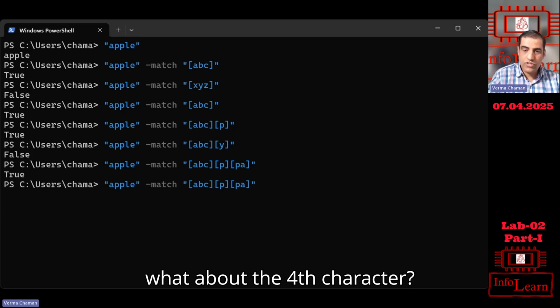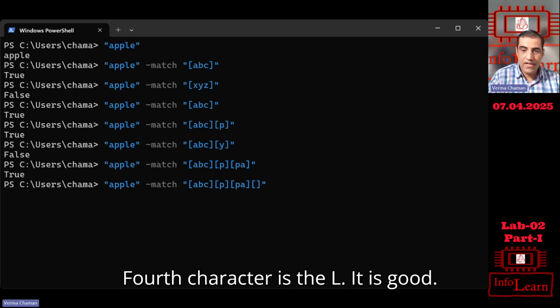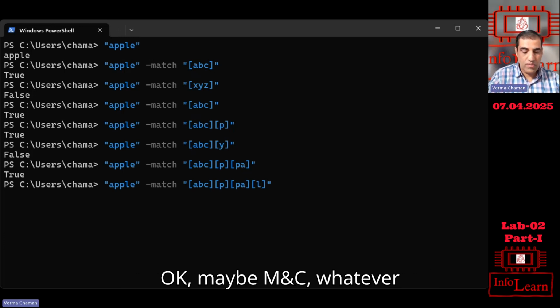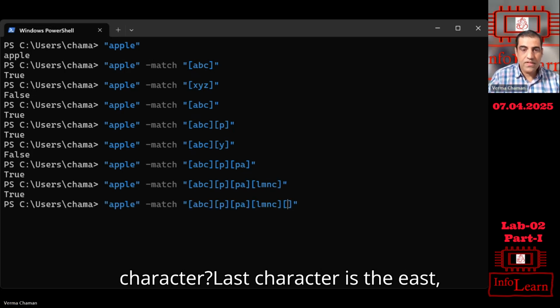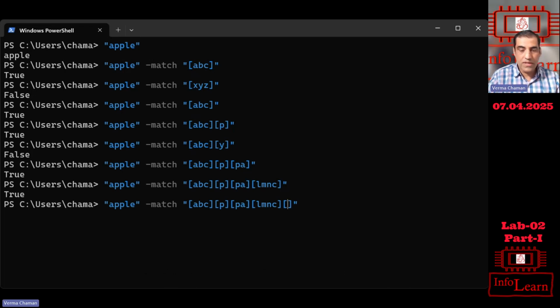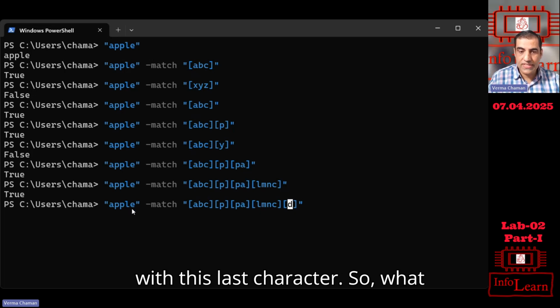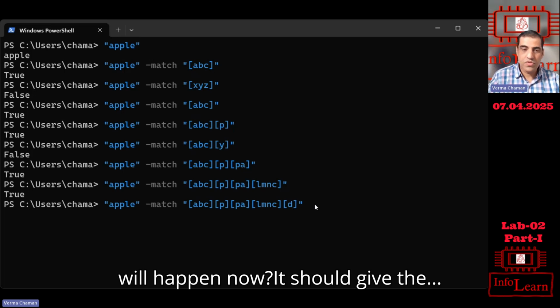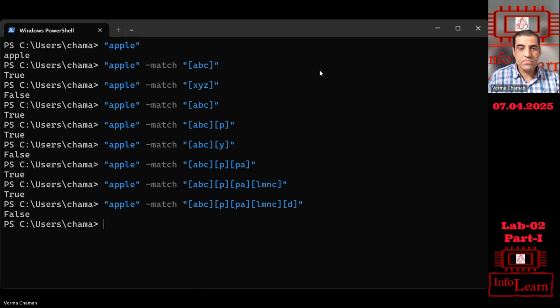Now what about the fourth character? The fourth character is L. It is good, maybe M and C, whatever, it can be true. What about the last character? The last character is E, but for example I put D here. D does not match the last character, so it should give the wrong answer, meaning false.